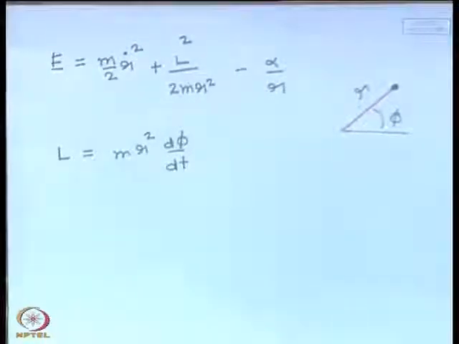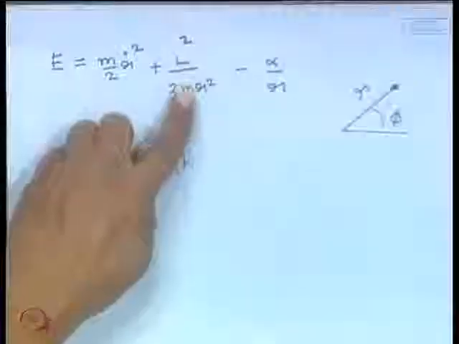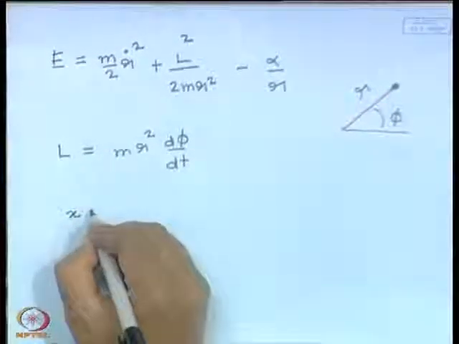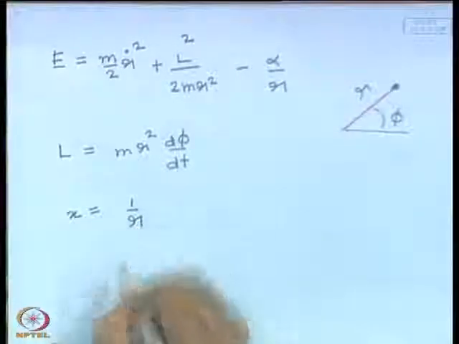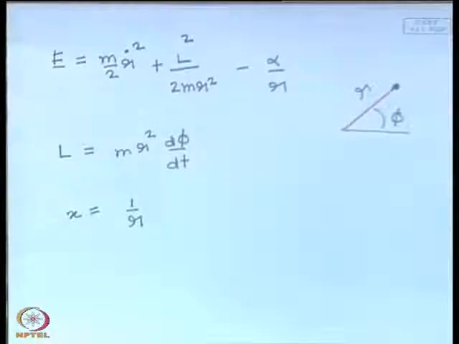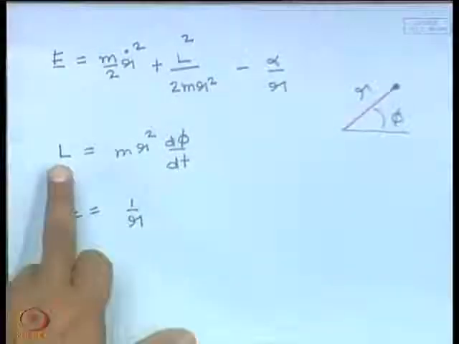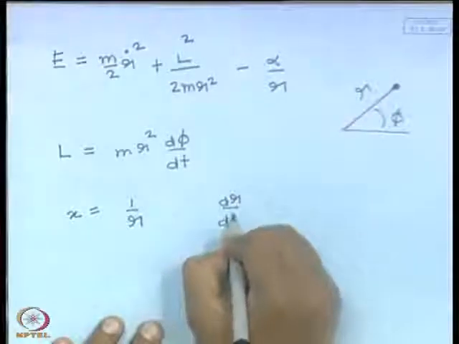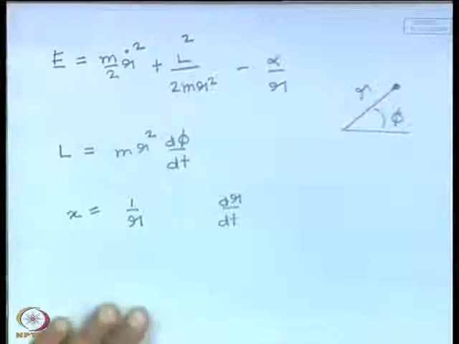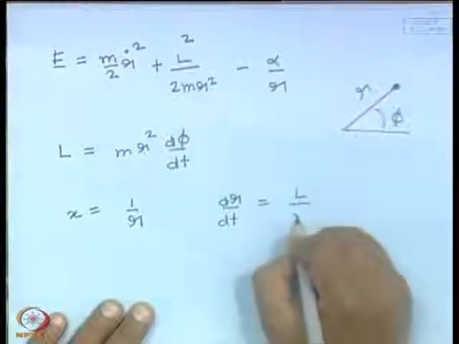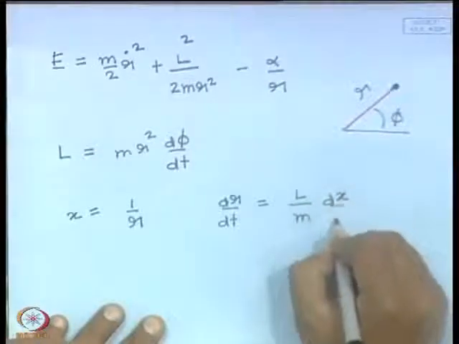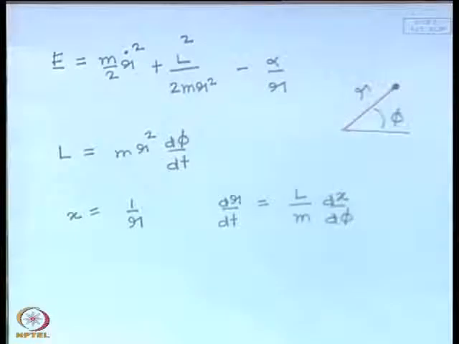And we proceed, I had outlined how we proceed in the last class. We proceed by eliminating time from this whole thing, and it is also convenient to introduce x, which is 1 by r. Using x, which is 1 by r, and using this, the time derivative of r can be written as L by m into the phi derivative of x. We did this algebra in the last class. This is straightforward algebra, nothing much to it.